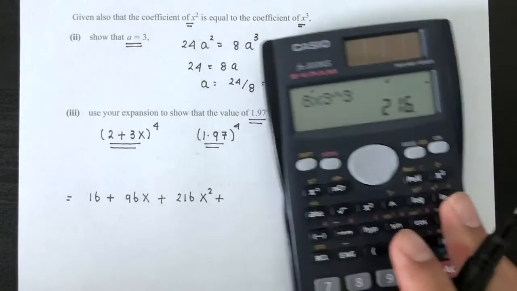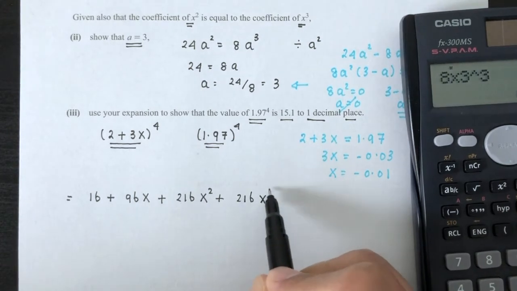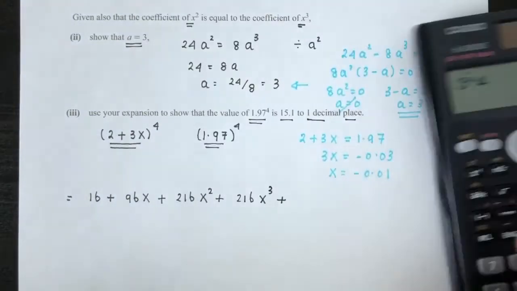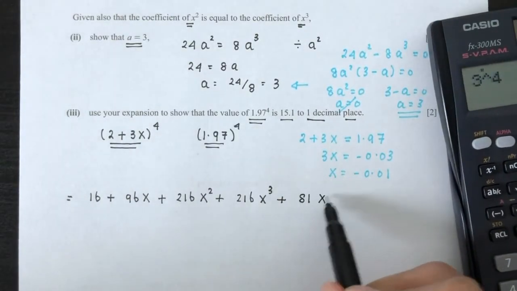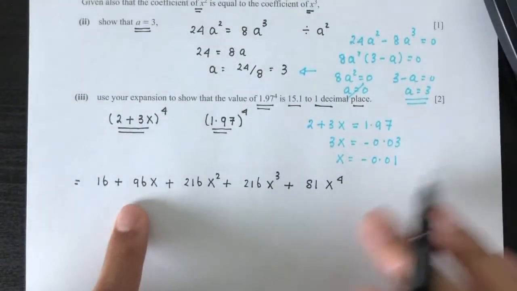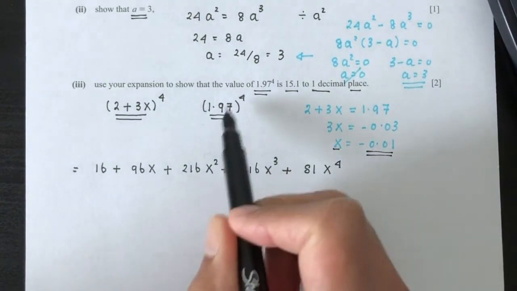216 again. Let me try again. So that should be the answer, correct? 216 x to the power 3, and plus a to the power 4 will be 81 x to the power 4. So that was my expansion from part 1. I just replace the value of a and get the real expansion. Now I know the value of x has to be equal to this value for this expansion.